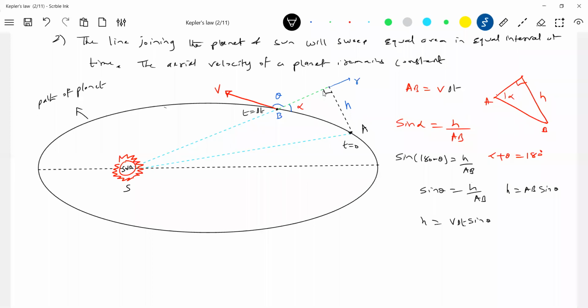Okay, this one. So now what is area? There's a line joining the sun. There's a radius vector, no? And SAB is now the radius vector. Afterwards SB will be the radius vector. So it will sweep equal areas in equal intervals of time.